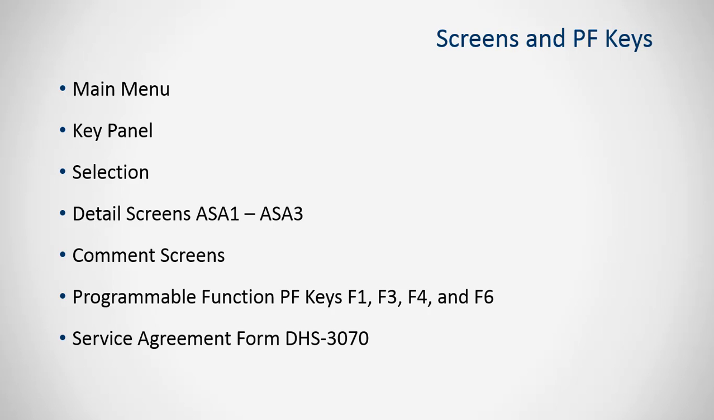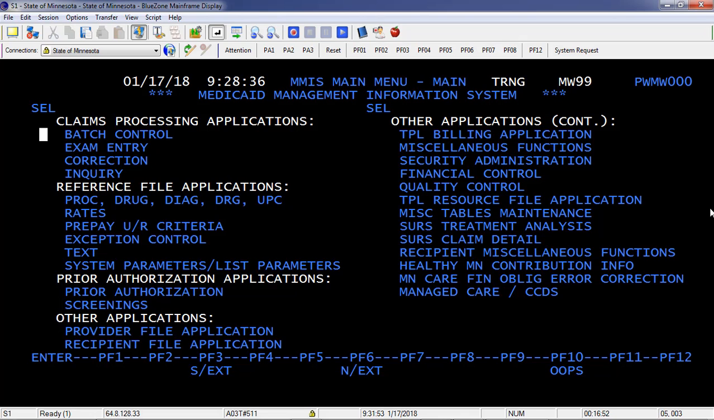For more information, see the field description chart shown in Chapter 301.03 that identifies each field on the MMIS screens ASA 1 through ASA 3. After logging into the system, as explained in Session 2, I select Prior Authorizations on the main menu screen by placing an X on the line as shown here.